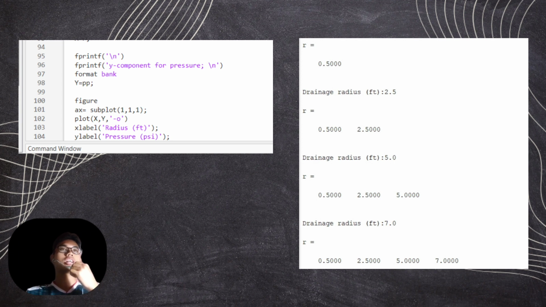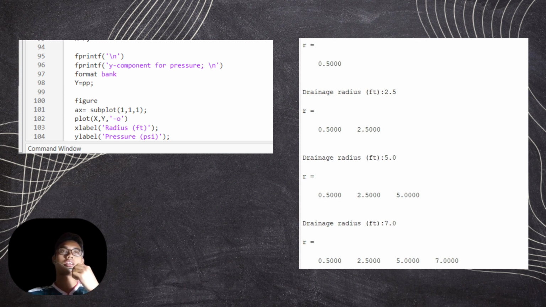Now I will continue with lines 90 until 105. Lines 90 until 93 are the data from the drainage radius on the x-axis of the graph, and lines 95 until 98 are the y-axis for the pressure profile. Both use the commands fprintf, string division, and format bank.